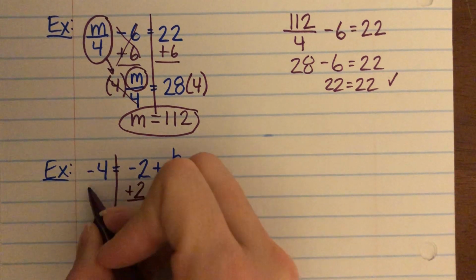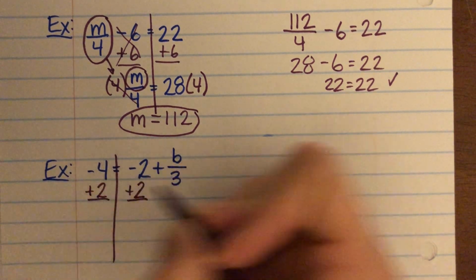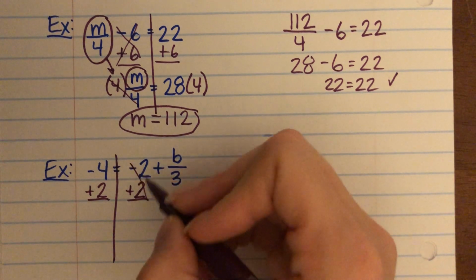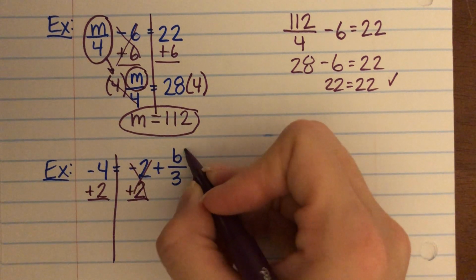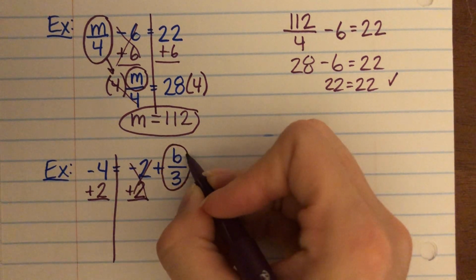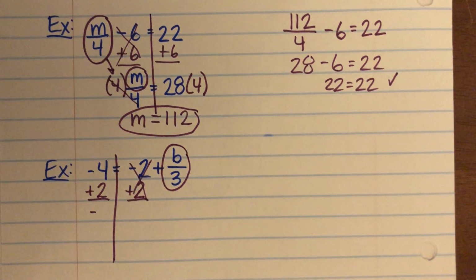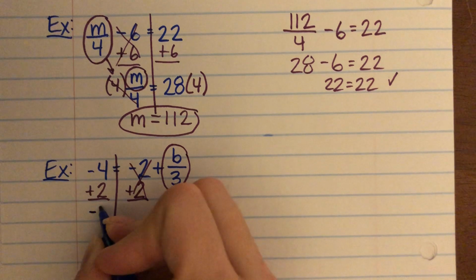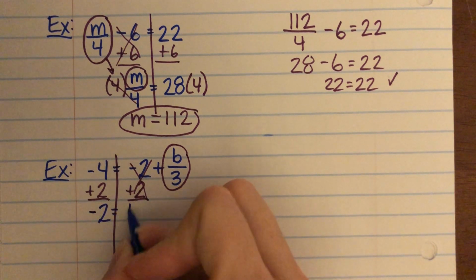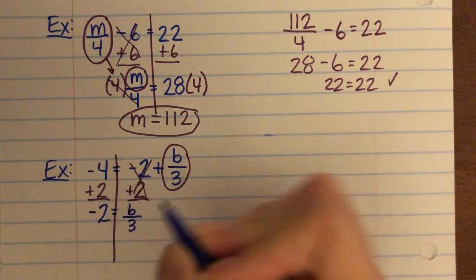And if I do it to this side, I also have to do it to this side. These cancel out, and we're left with b divided by 3 over here. So this is negative 2 is equal to b divided by 3.